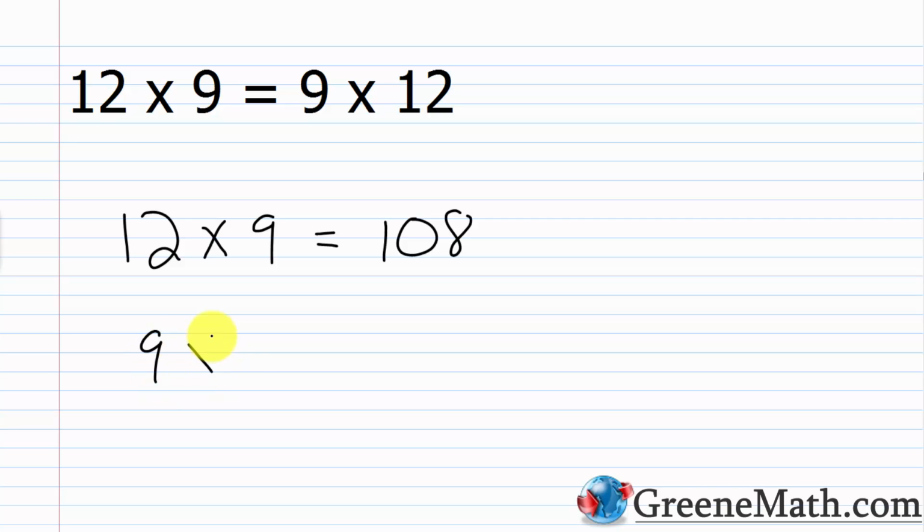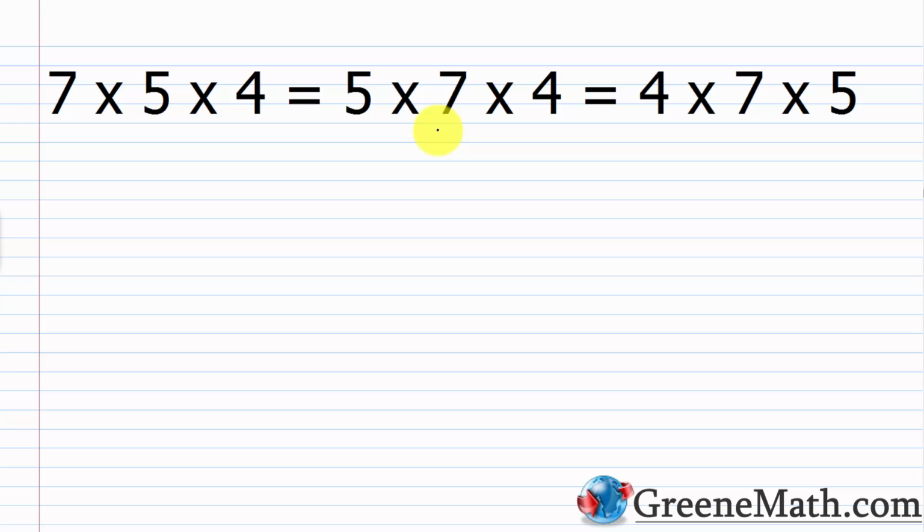If you multiply 9 times 12, again, you get 108. So changing the order does not affect your product. Okay, let's look at an example real quick where 3 factors are involved.